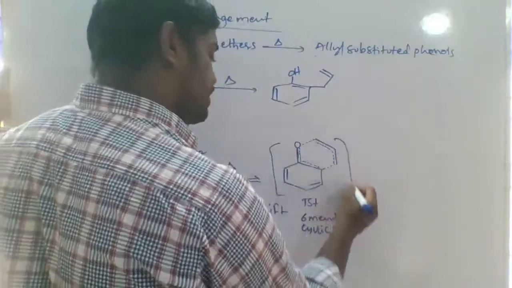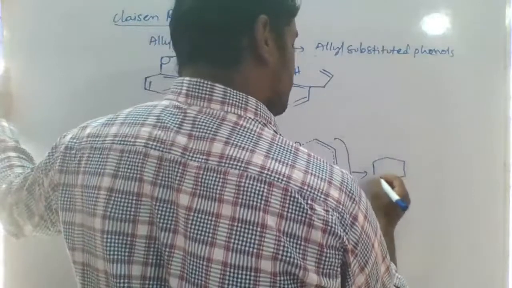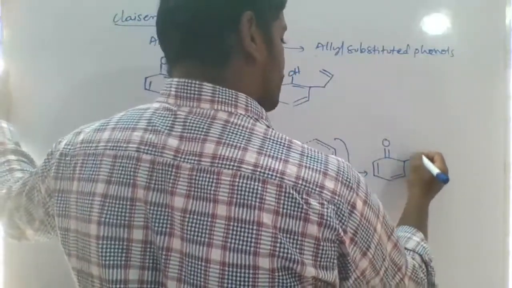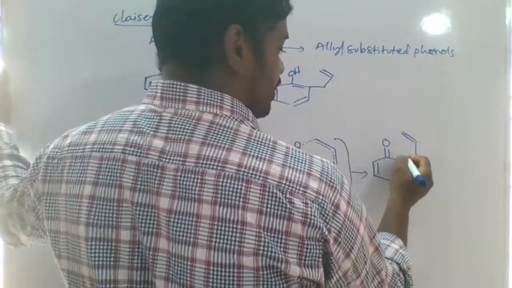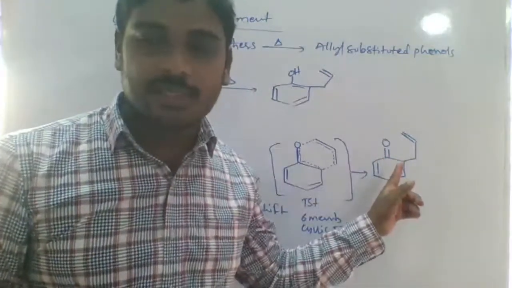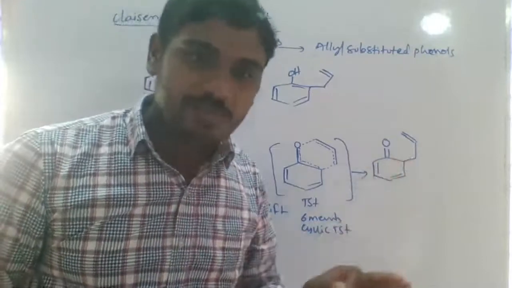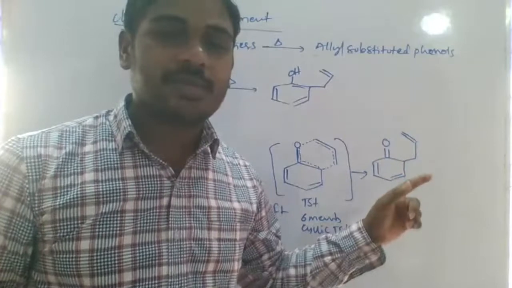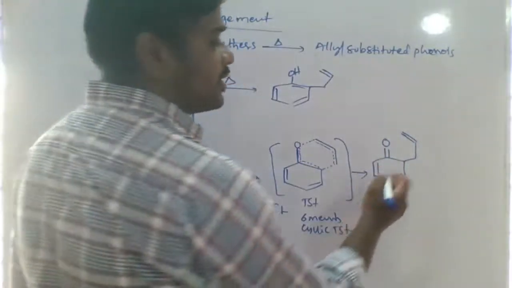Then this cyclic TS converts to this one. So here double bond, double bond. Here no C-C bond. This intermediate is unstable because this ring has lost aromaticity. It wants aromaticity, so what happens here? Keto-enol tautomerization takes place.